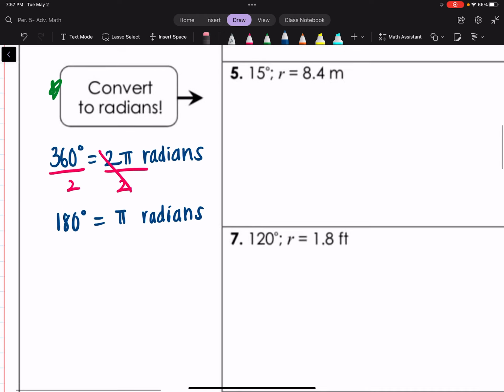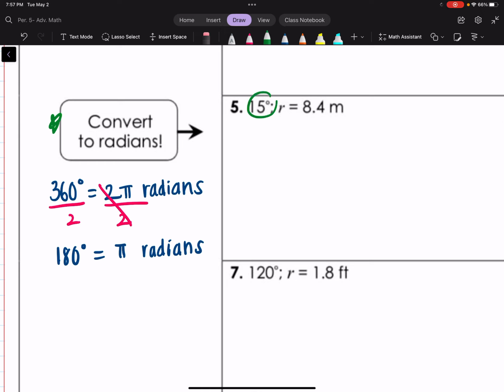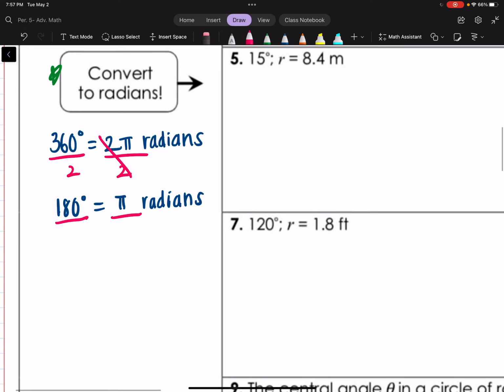Now, in order to convert this angle that is in degrees into radians, I need to figure out how many radians are in 1 degree. Because once I know how many are in 1, I can just take that and multiply it by 15 to figure out how many are in 15. So to do that, I am going to divide both sides by 180. 180 divided by 180 eliminates out and simplifies down to 1 degree. So we know that 1 degree is equal to pi over 180 radians.